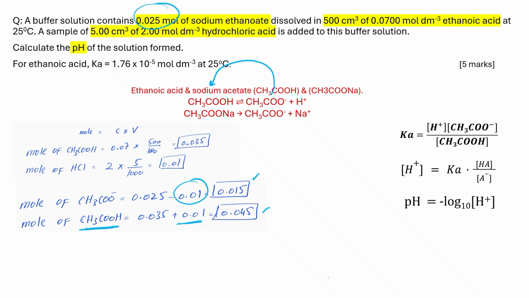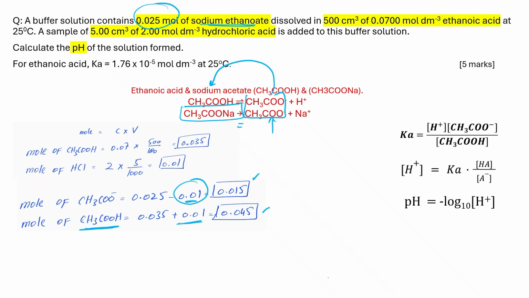As you can see, the moles of salt were given as 0.025. We have used those moles. Remember, their moles were equal. So we have used those moles to find out the moles of these negative ions. And now we are saying that the moles of these negative ions are decreased by 0.01 because we have added acid, and the first equation is reversed. It is moving to the left side.